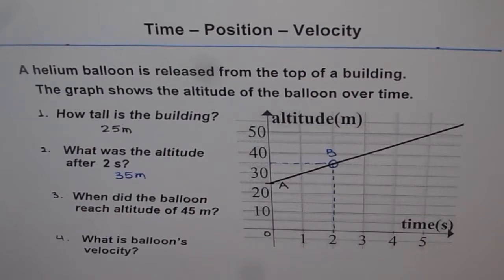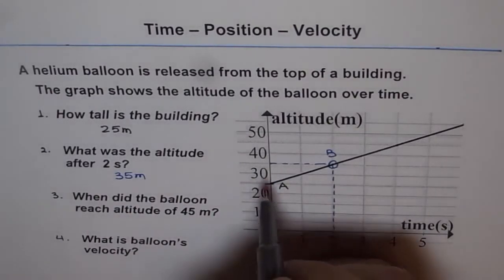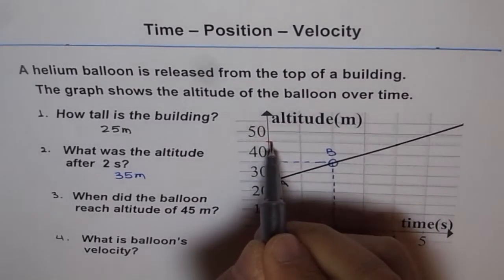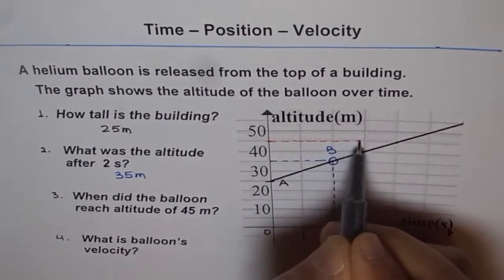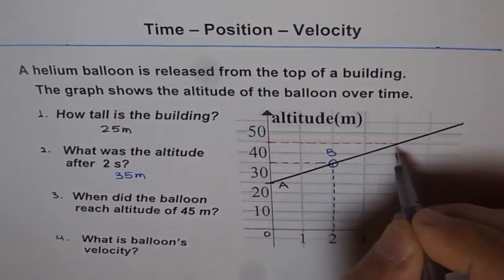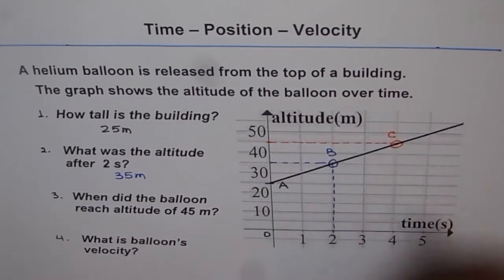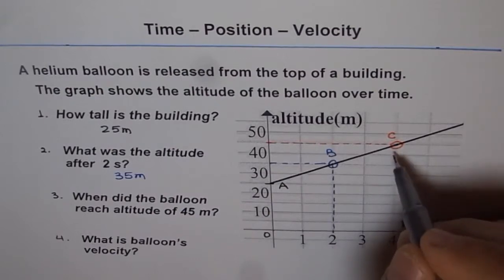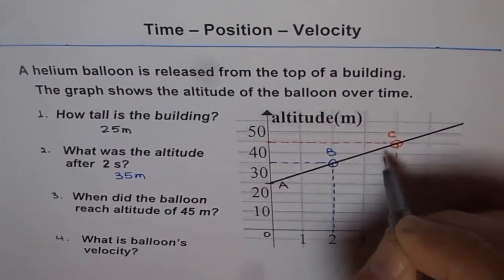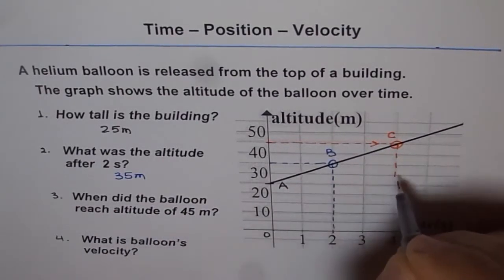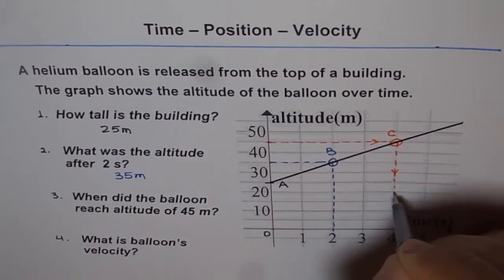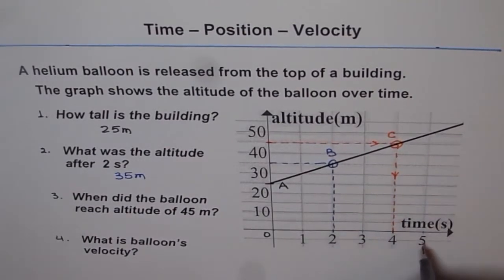Now, question 3 is, when did the balloon reach an altitude of 45 meters? Let's go to the altitude scale. 45 is here, right? So we can draw a horizontal line from 45. It crosses our graph at C. C is the point which signifies an altitude of 45 for the balloon. When did it happen? So we come down in this direction, because we are given 45 and then we go downwards to find when it happened. It is at 4 seconds, right?